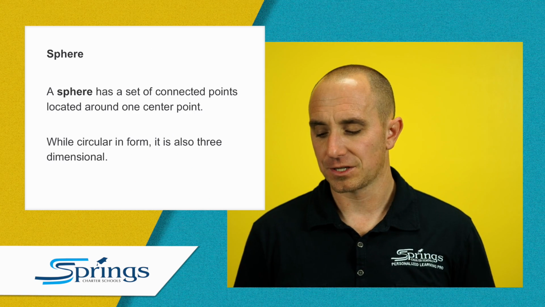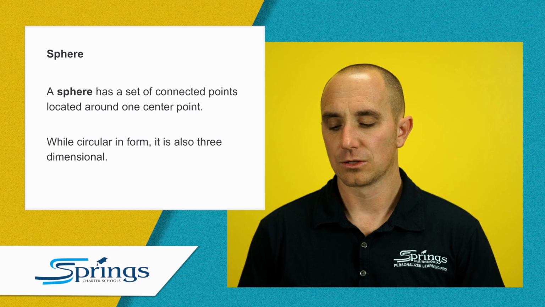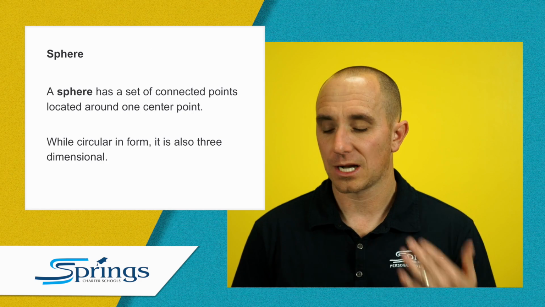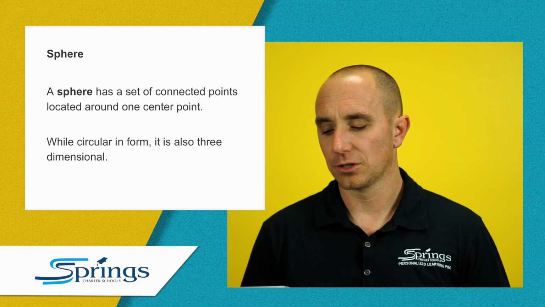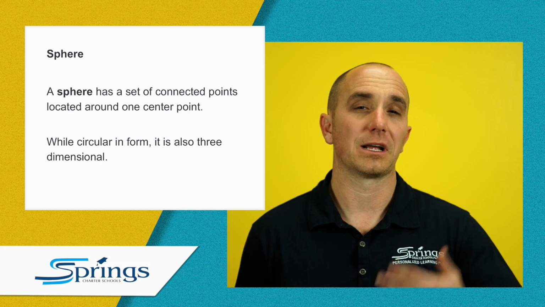Okay, we also have a sphere. A sphere has a set of connected points located around one center point, kind of a weird concept. So while circular in form, it's also 3-dimensional. Think of a ball. A ball is a sphere. So you can see one right there.